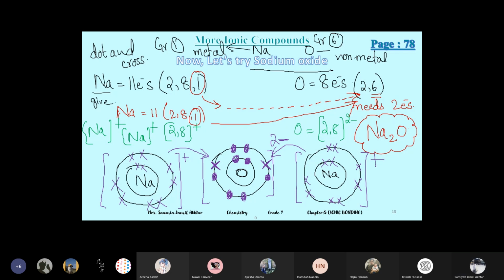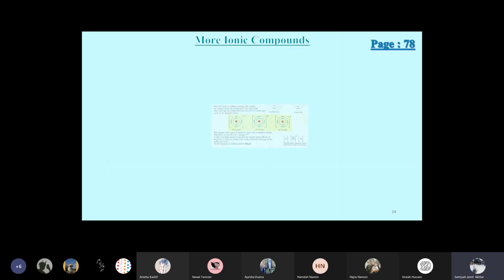Clear? Yeah. Okay, let's see what is written in the book. Page 78.